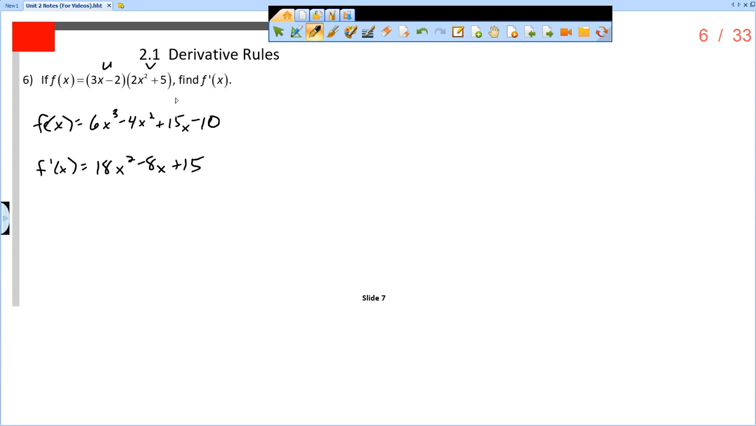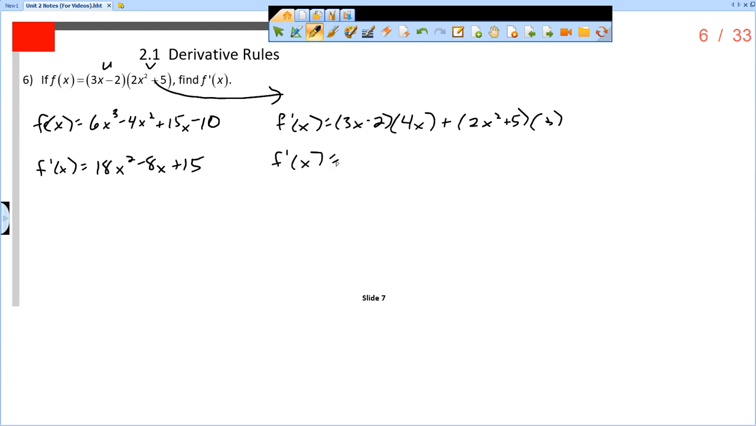But now the other way we could do it would be to use the product rule, right? So I'm going to take f prime of x equals. Product rule says take the first thing, 3x minus 2, times the derivative of the second thing, so that would be 4x, and then plus the second thing, 2x squared plus 5, times the derivative of the first thing, which would just be 3. Now, this is the same as this version over here, but we need to make sure we can simplify to show that it is.